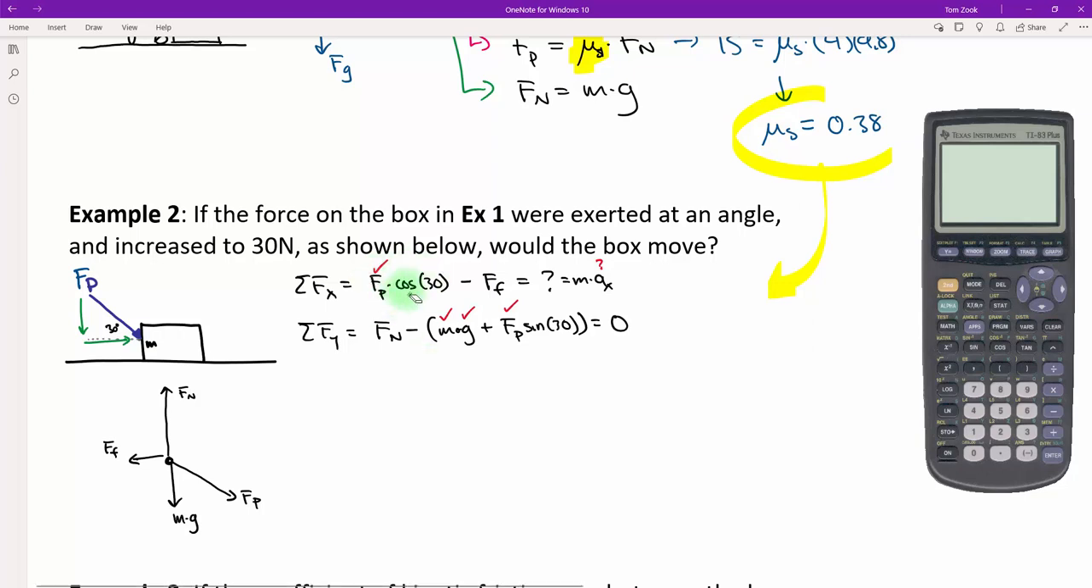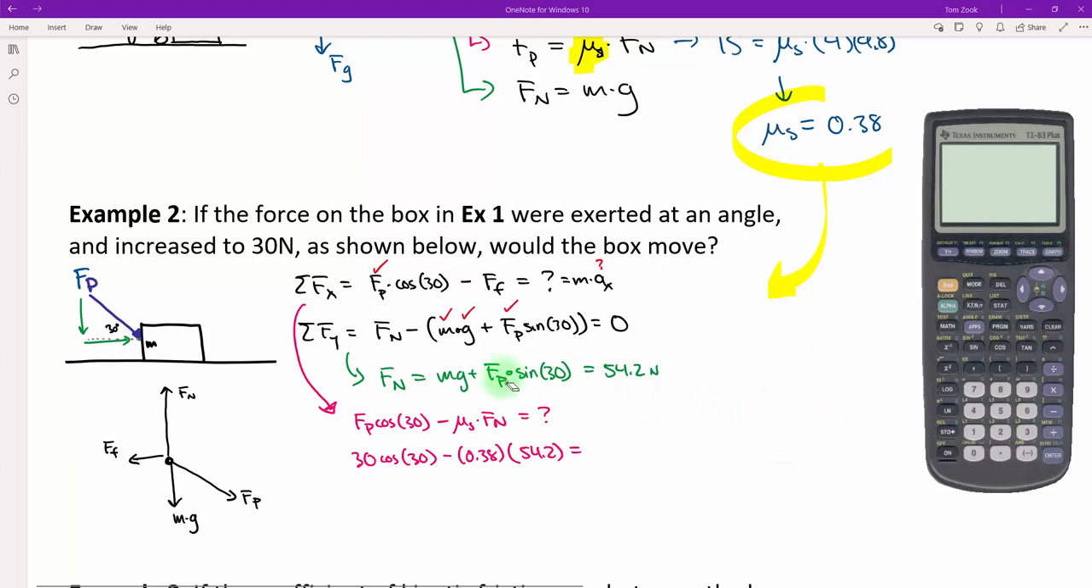If FP cosine theta minus the force of friction is 0, the box doesn't move. If this difference is less than 0, if it's a negative, the box is definitely not moving. Friction can't win. Right? The box doesn't slide backwards because you're not pushing hard enough. Give it a shot, and I'm going to reveal what the answer is in just a second.